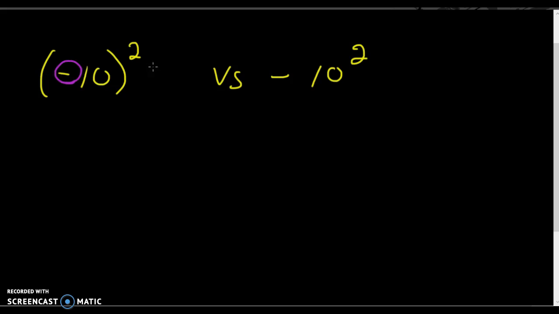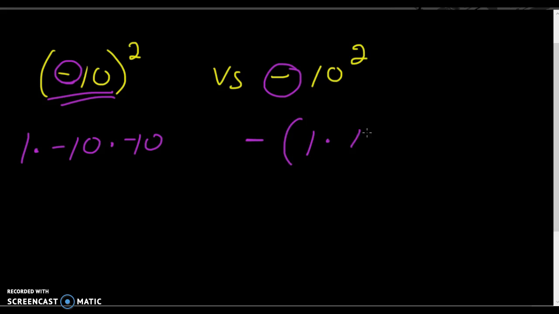So, for example, what I'm talking about is this first piece here is saying I'm going to square negative 10. So that means it's going to be 1 times negative 10 times negative 10. While this one is saying I'm going to take the negative, or the opposite, of 1 times 10 squared. Two different answers. On the surface, they're going to look very similar if we're not careful. We need to pay attention to our grouping symbols.